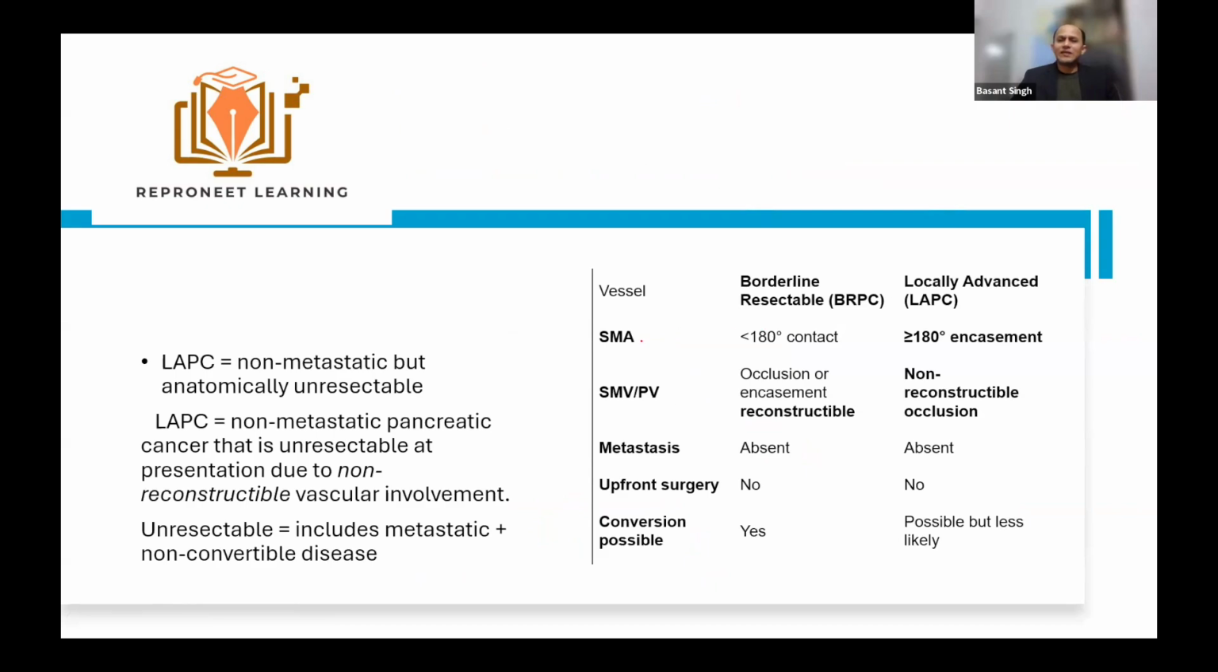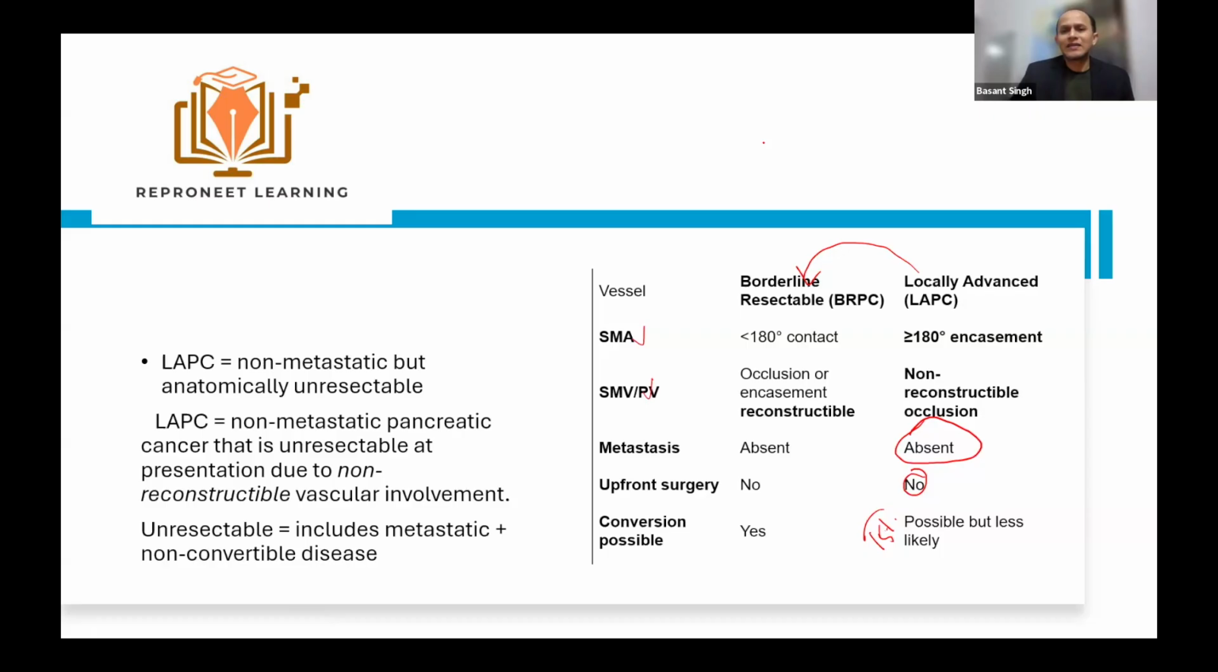Okay, so LAPC is here. You have extensive arterial involvement, extensive venous involvement, but we don't have metastasis. And you cannot do upfront surgery. But yes, in 15% of patients after giving chemotherapy, you can convert this LAPC into BRPC. Okay, so that is one concept you have to understand.